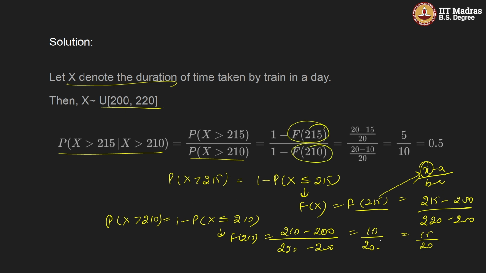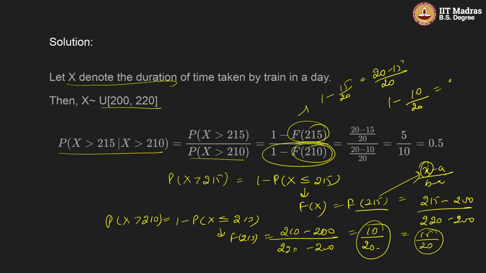Now we will subtract these from 1. So this will be equal to 1 minus 15 by 20, which will be equal to 20 minus 15 by 20. Similarly, this whole will be equal to 1 minus 10 by 20, which is 20 minus 10 by 20. Okay, so these are the values. Now 20 minus 15 is 5 and 20 minus 10 is 10. So 5 upon 10 is 0.5. So the probability that x is greater than 215, given that x is greater than 210, is 0.5. Fine. Thank you.